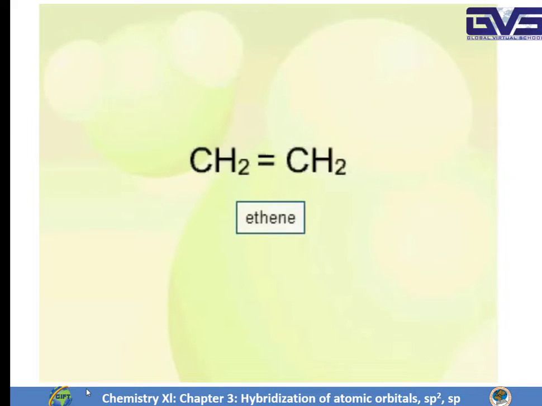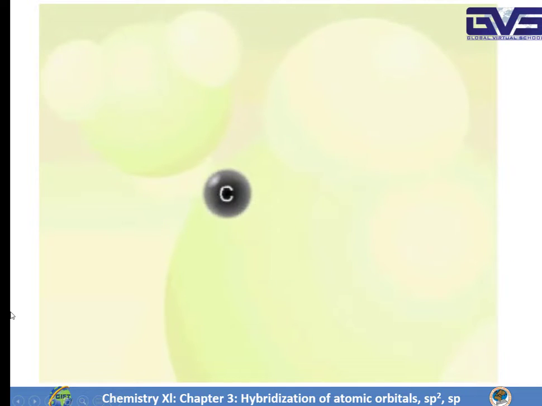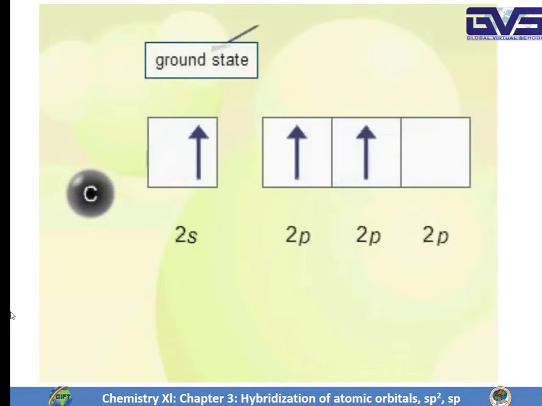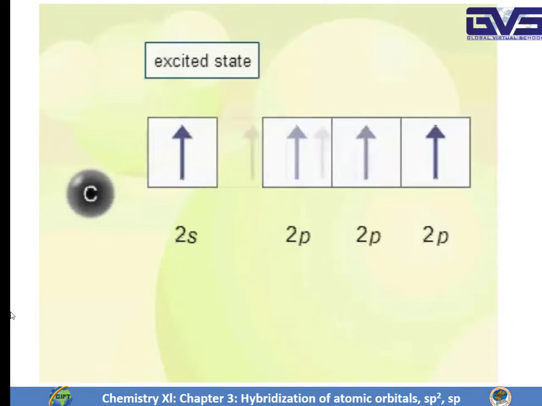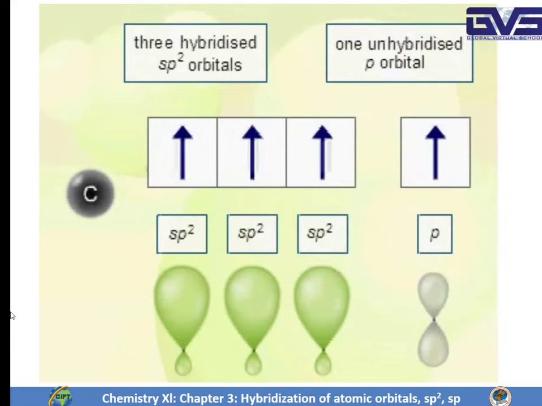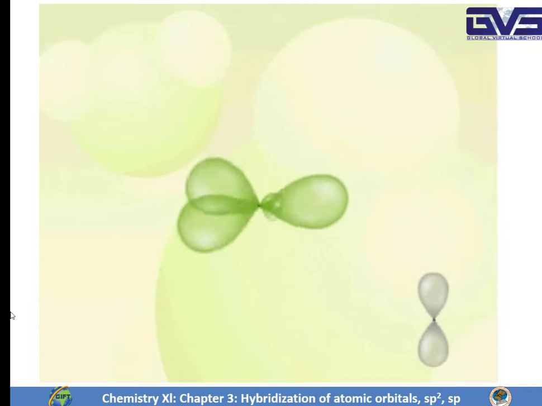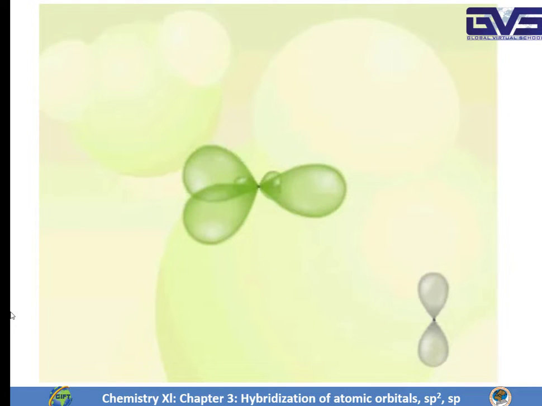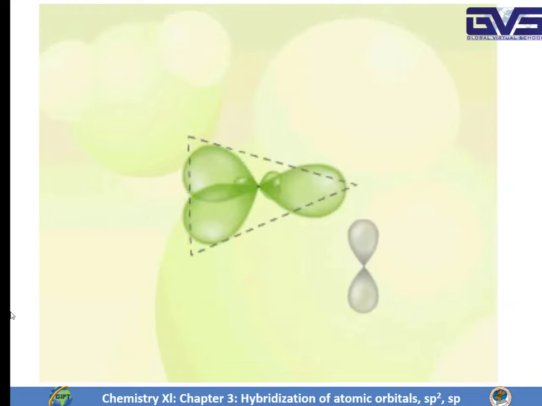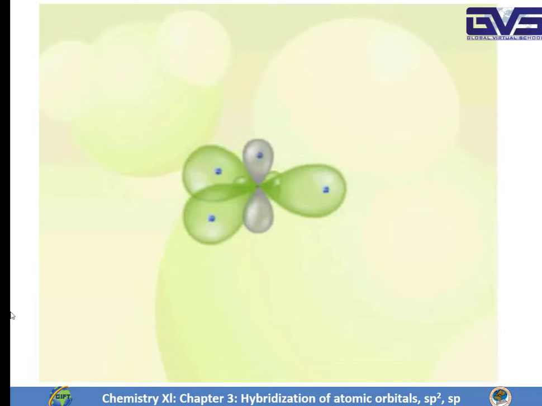In the ethene molecule, carbon forms bonds by using sp2 hybridization. The sp2 hybrid orbitals are formed from 2s and 2p orbitals. This leaves one p orbital unhybridized. The hybrid orbitals lie in one plane, directed towards the corners of an equilateral triangle. The remaining p orbital is perpendicular to this plane. Each of the four orbitals is occupied by a single electron.